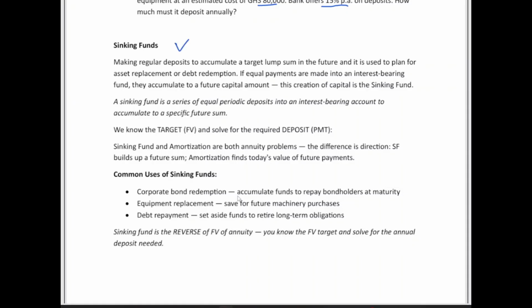So let's look at sinking fund, right? So sinking fund means that you have a future objective that you want to achieve, or you have something in the future that you want to purchase. So because of that, you are depositing an equal amount in a fund or in an investment account to be able to achieve this future objective, or to be able to purchase this future item as a company, right? So we are making an equal payment to achieve a lump sum in order to replace an asset. So you know that you have a future target that you want to get, and you have to make a periodic deposit to be able to get that.